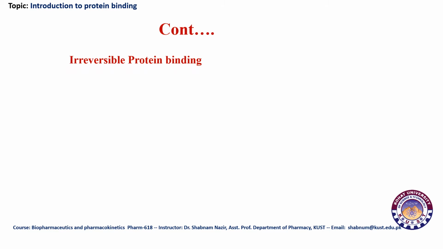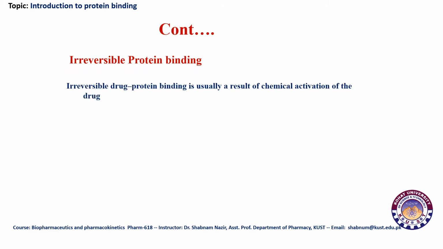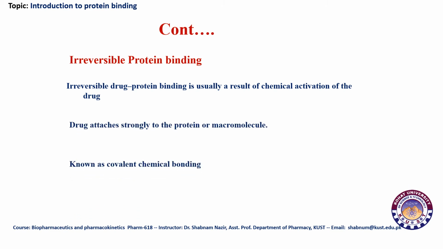Irreversible protein binding. Irreversible drug protein binding is usually a result of chemical activation of the drug. The drug gets chemically activated, and that is an activated intermediate, and in that form it is very easy for the drug to get attached to any protein with the help of strong bonding, and this bonding is a chemical bonding known as a covalent bond. It is a strong one, and that's why once this bonding happens, it is very difficult for the drug to get free and reverse the process of binding, and so this sort of protein binding is called irreversible.